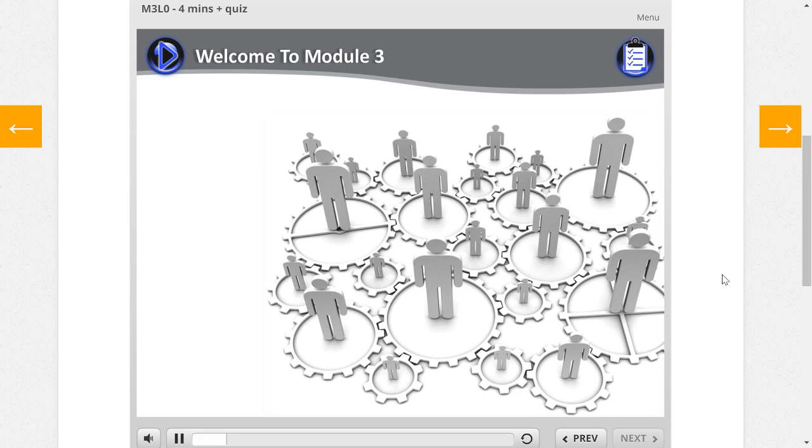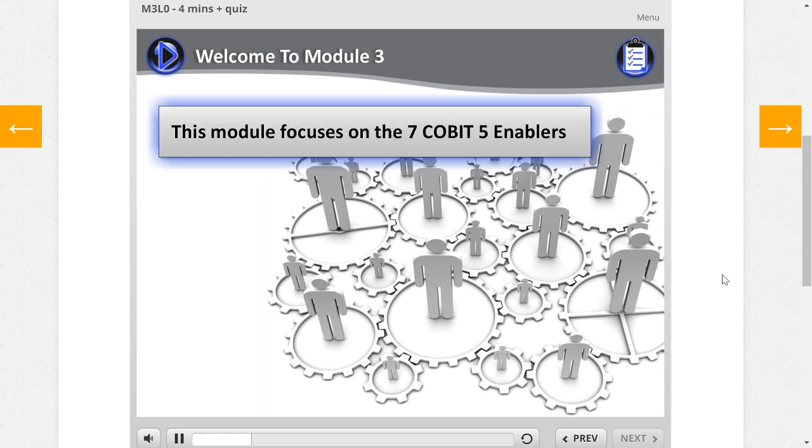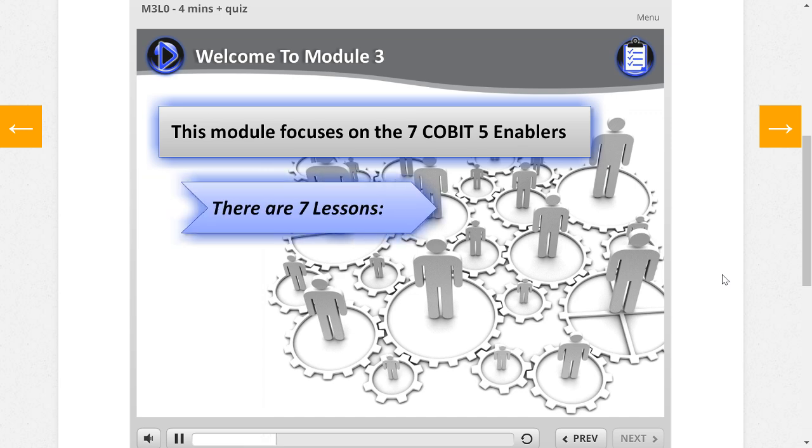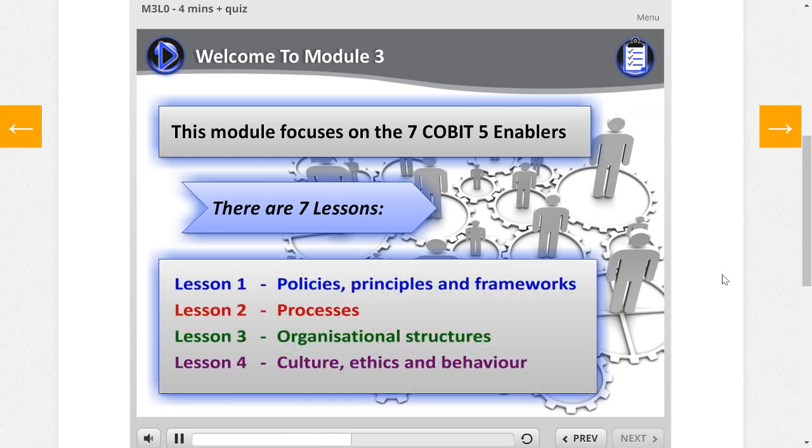Welcome to Module 3, where you'll learn about the 7 COBIT 5 Enablers. This module consists of 7 lessons. The first 4 lessons are: Lesson 1. Policies, Principles, and Frameworks. Lesson 2. Processes. Lesson 3. Organizational Structures. Lesson 4. Culture, Ethics, and Behavior.